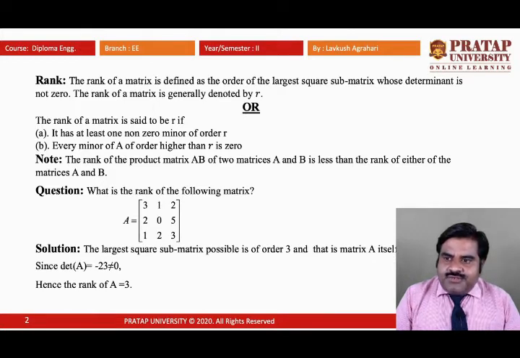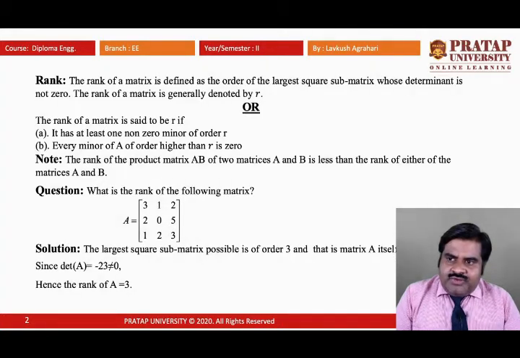Another definition is, the rank of a matrix is said to be r if it has at least one non-zero minor of order r. Every minor of the matrix of order higher than r is 0.